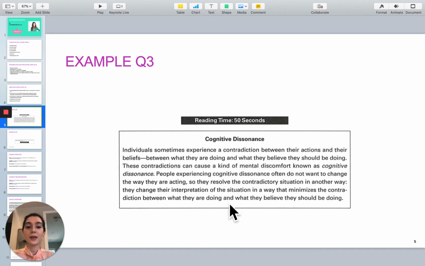So I think you should be able to now see how the reading and the lecture are structured in the same way, and they mirror the information, and what the integration of the two sources looks like.